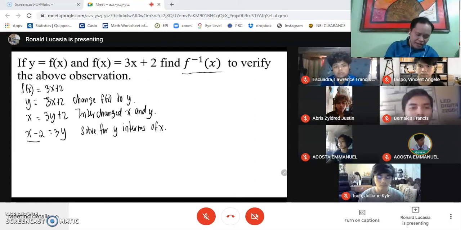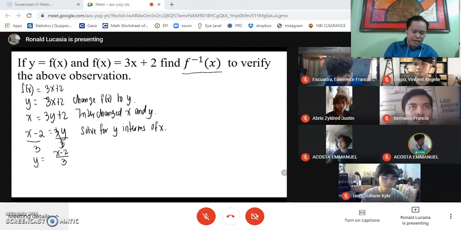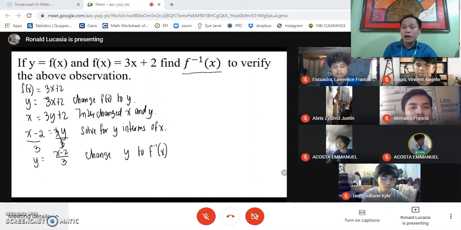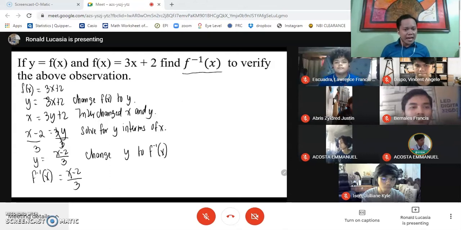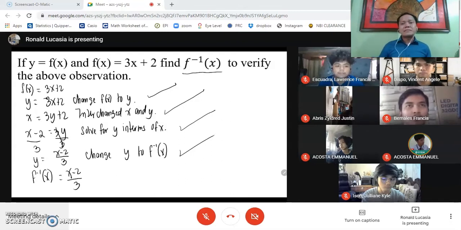So to solve for y, we have to eliminate 3. To eliminate 3 is to divide both sides by 3. So x minus 2 over 3. And the last one is to change y to f inverse of x. So f inverse of x is equal to x minus 2 over 3. Clear? So take a look at the steps. Change f of x to y, interchange x and y, solve for y in terms of x, and the last one is to change y to the symbol f inverse of x.